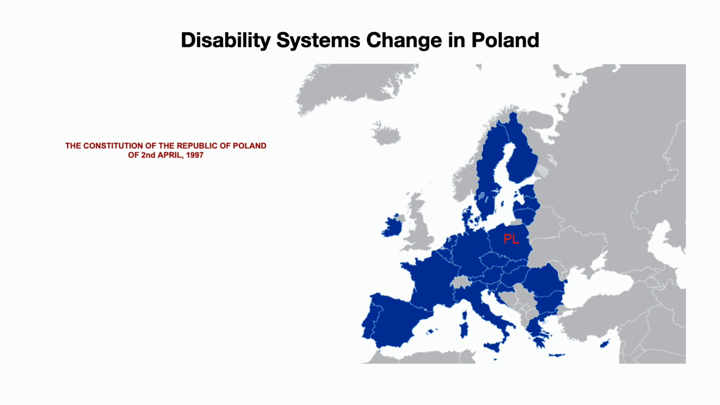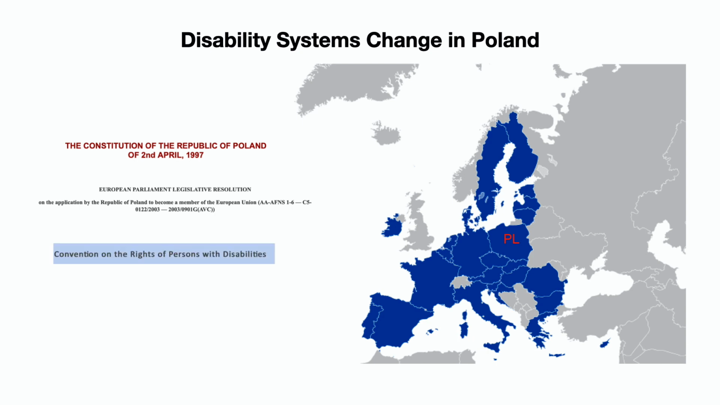It started with the establishment of the 1997 current constitution. A powerful stimulus for legal reforms was the accession of Poland to the European Union in 2004. In 2012, Poland ratified the Convention on the Rights of Persons with Disabilities.